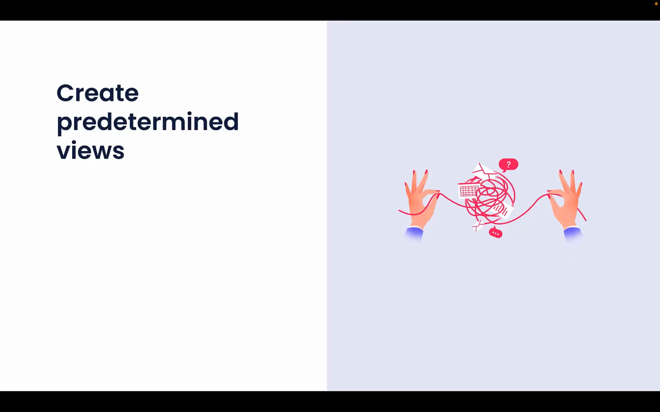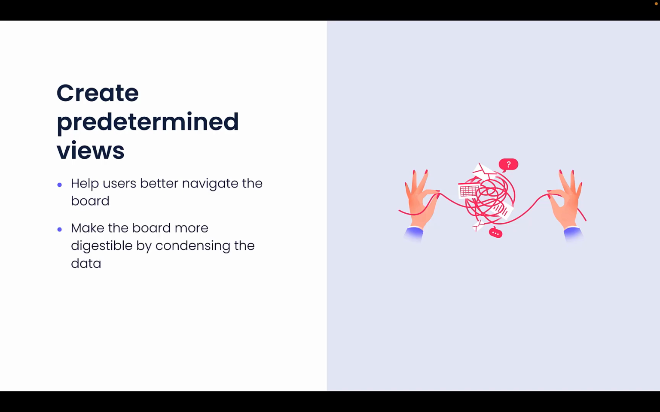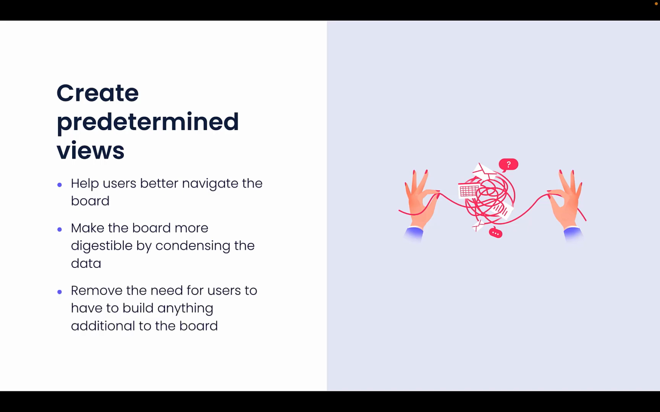Next, create predetermined views. In order to ensure that the users have what they need in order to best use the board and prevent the need for them to be adding or building anything on top of it, you may also want to create views ahead of time to help them better navigate the boards.